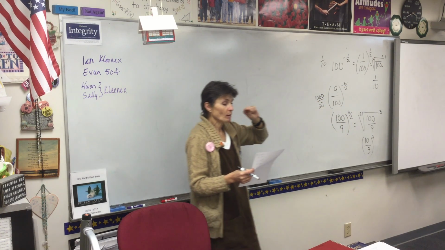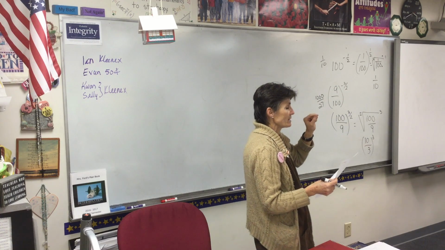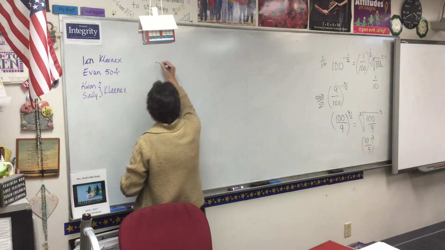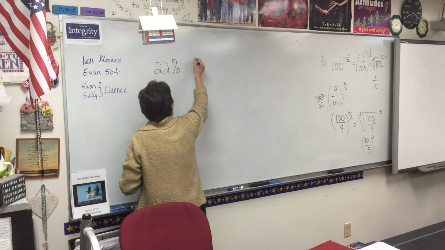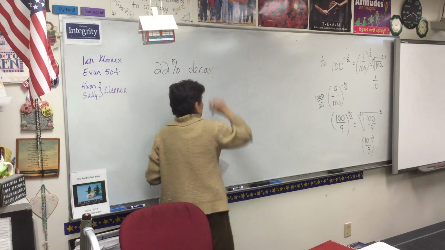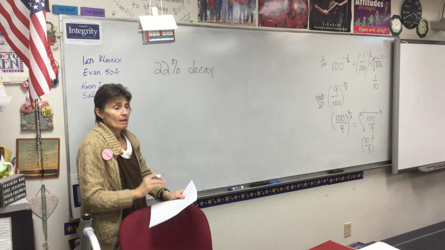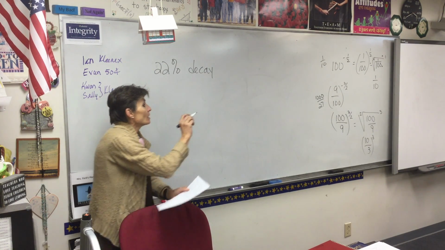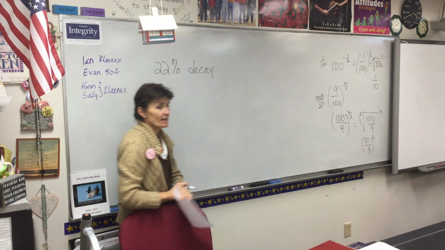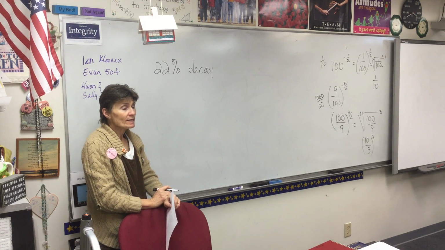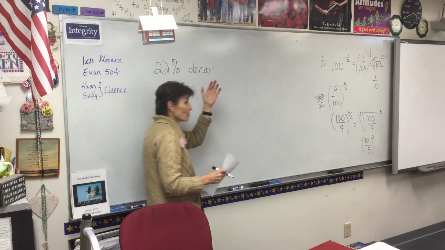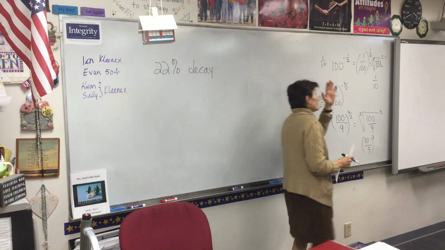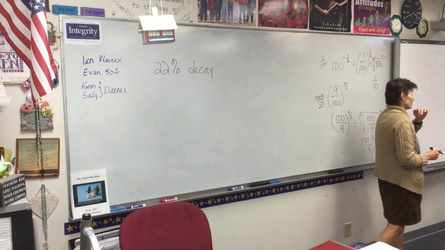Decay. And what's the percent? What's the rate? 22%. So you're gonna write 22% decay. And why is it 22? 78%? 100 minus 78, that's right. It's always how much more than 100 you are or how much less than 100 you are.